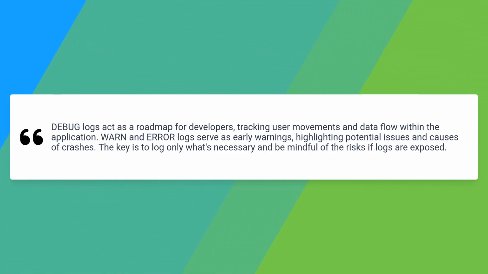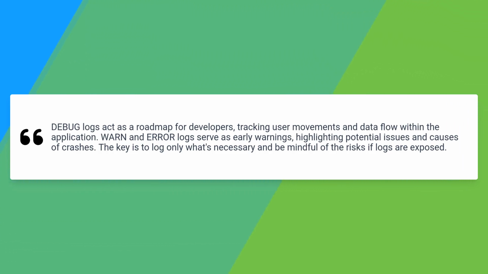Logs that exist on the warn or error level can help engineering teams catch potential bugs early on and understand what is causing the application to crash or malfunction. The key here is to log only what you need and nothing more, while considering what would happen if your logs are breached by attackers.